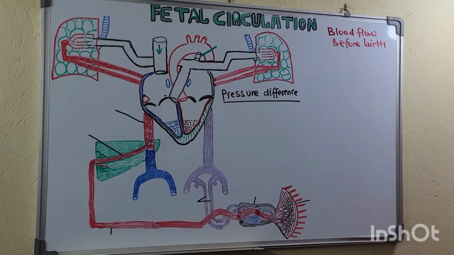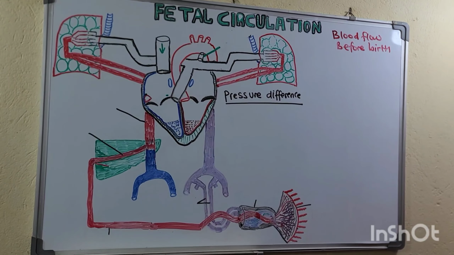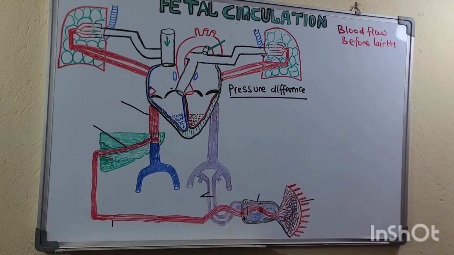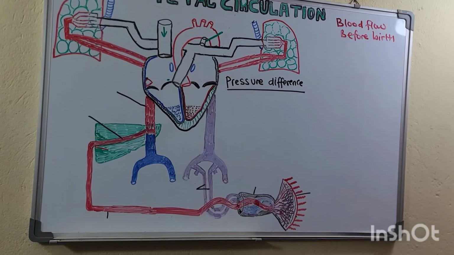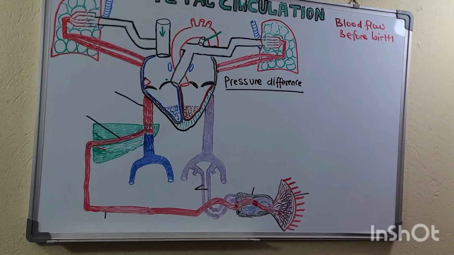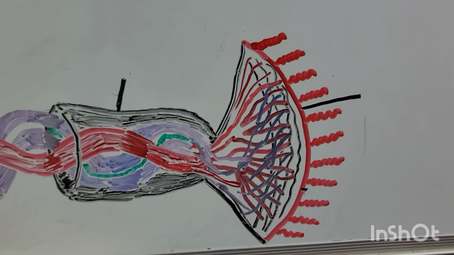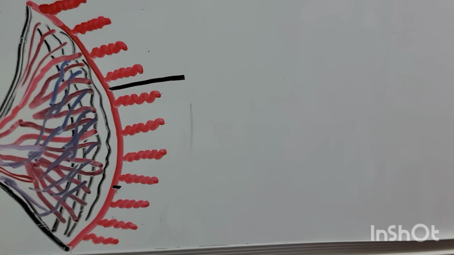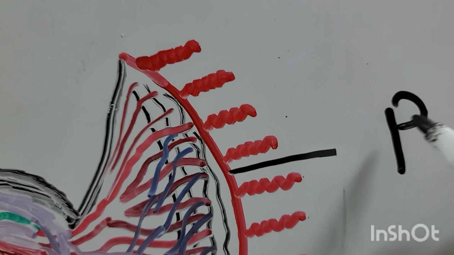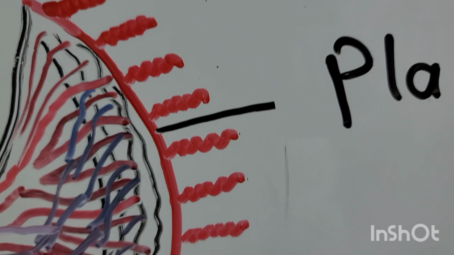Now, before we go into the detail of fetal circulation, I want us first to go through the orientation of this diagram and see what we call all these different parts of the fetal circulation. When you come over here, this beautiful structure here is what we call the placenta.